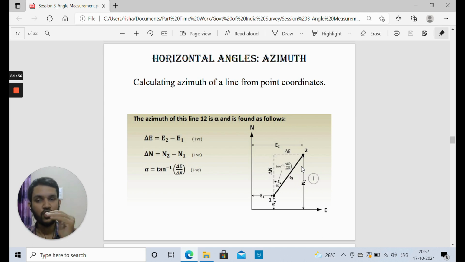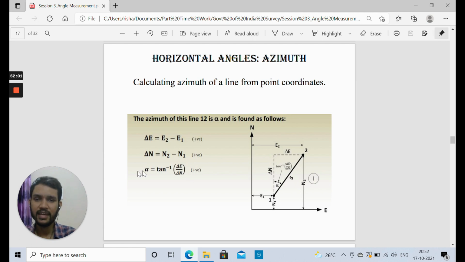Once you know the value of delta E, that is in the horizontal direction, and delta N, which is in the vertical direction, you can easily calculate tan alpha. If you are measuring this angle with reference to the vertical axis, it will be given by delta E by delta N, because tan theta is given by perpendicular upon base, and if you are measuring the angle with reference to the vertical axis, the perpendicular will be delta E and the base will be delta N.